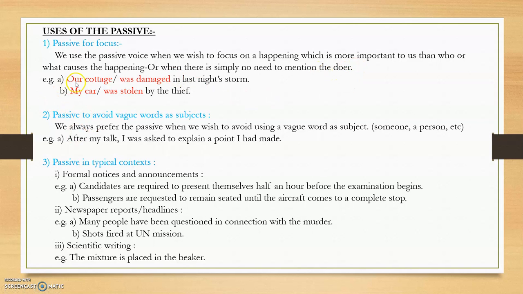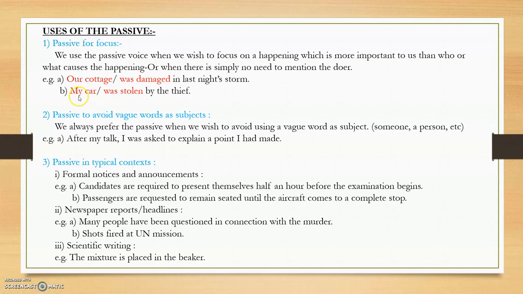Now let's understand this with an example. Our cottage was damaged in last night's storm. Now in the sentence, are they telling you who's doing the action in the first half? No. They're talking about our cottage was damaged. They're talking about something that happened. Okay. So more importance is given to what? The happening rather than the one who is doing the action. If you see, the action is done by what? The storm. But we're not giving importance to that in the first half of the sentence. So in the passive voice, focus is given to the happening.